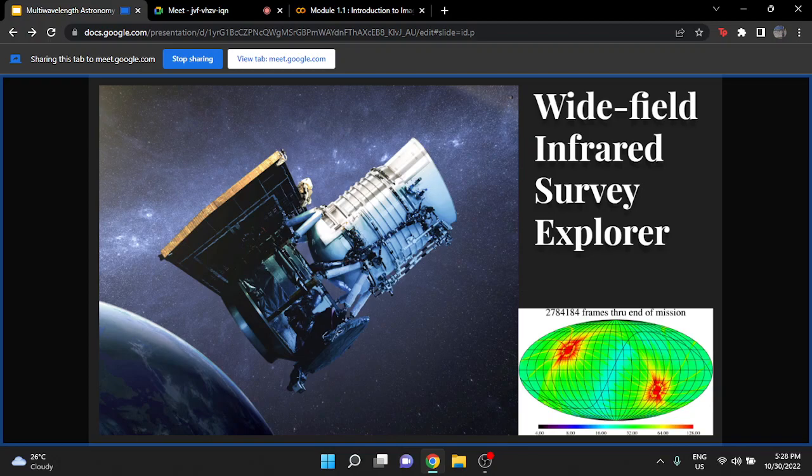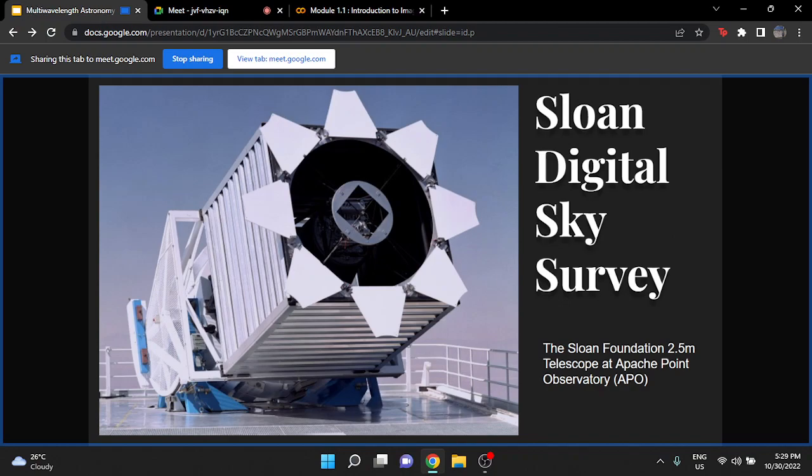So WISE is a very important survey, and it also has all-sky publicly available data through NASA Skyview. So next we have the SDSS survey. This is one dataset that you actually used in your modules. SDSS stands for the Sloan Digital Sky Survey. It uses the 2.5-meter Sloan Foundation telescope at Apache Point Observatory.